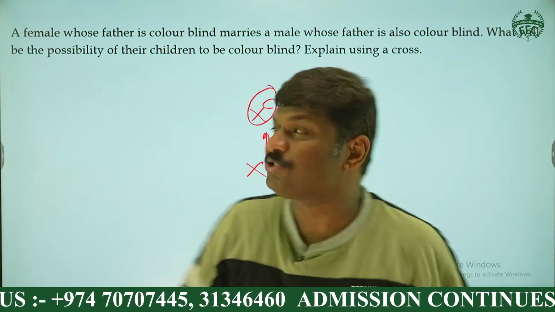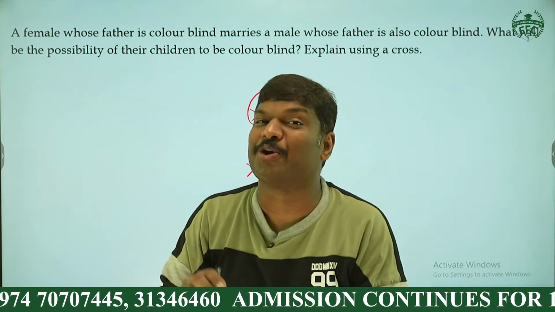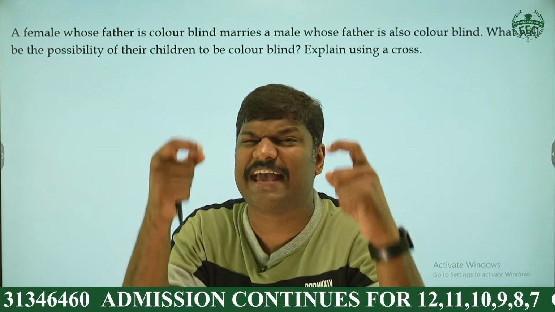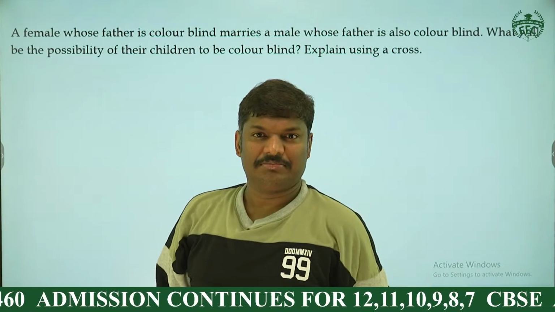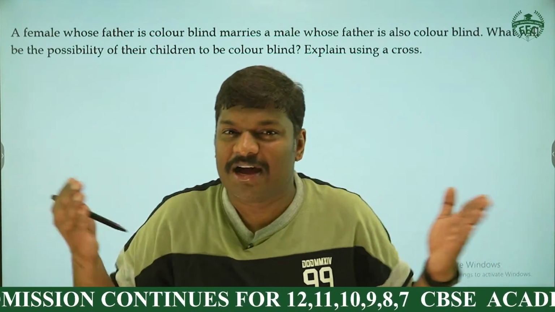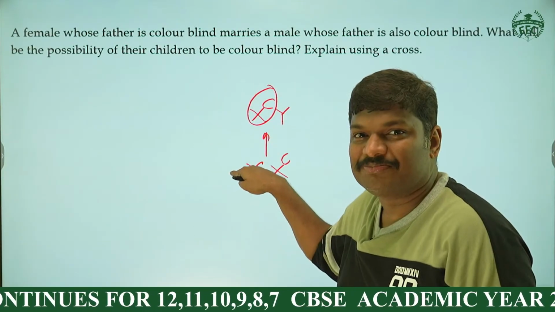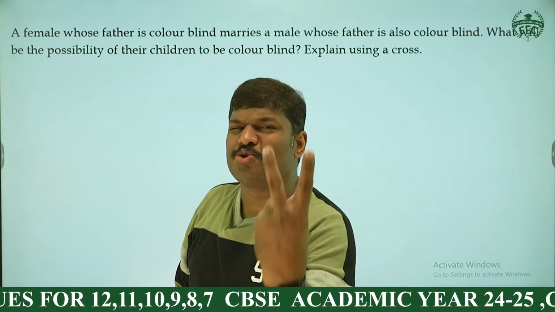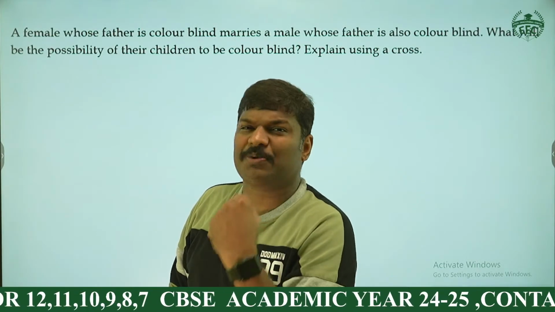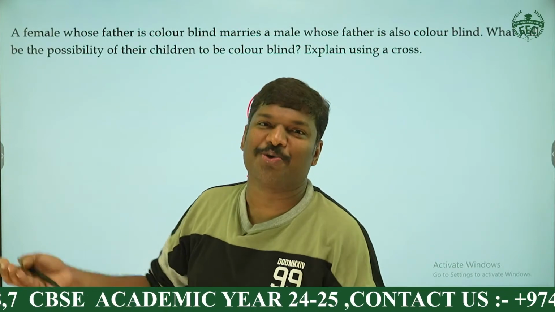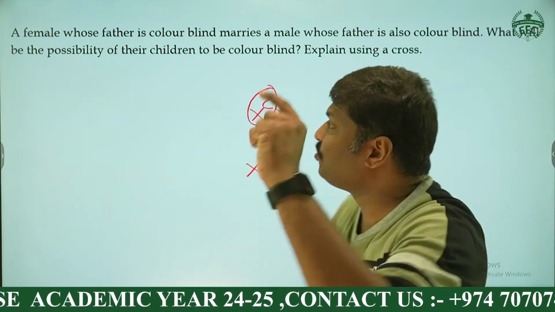So a colorblind father can produce a daughter, and the daughter always has that XC gene. Because you know the girl's other X is from the mother, right? So a daughter gets two X, one X from the father, one X from the mother. One X from the father means, the father is already colorblind, so it is XC. Okay, that is the conclusion you get from that.